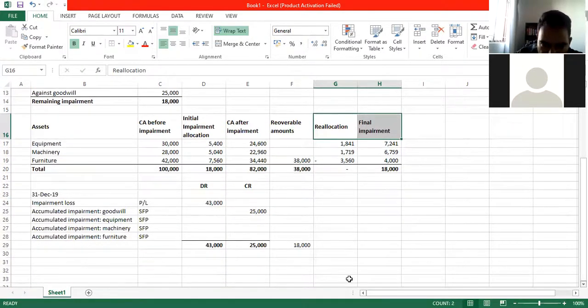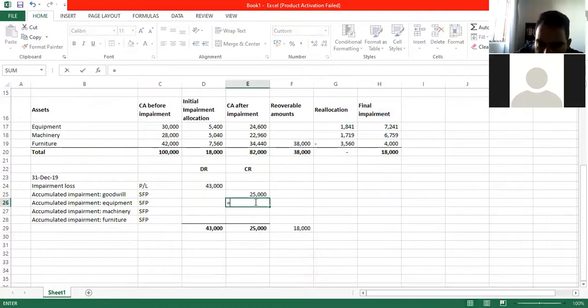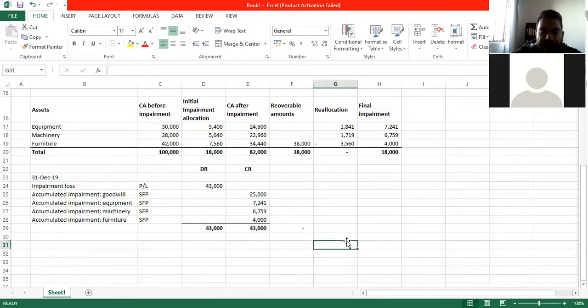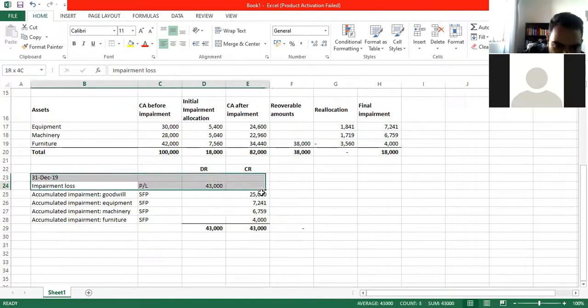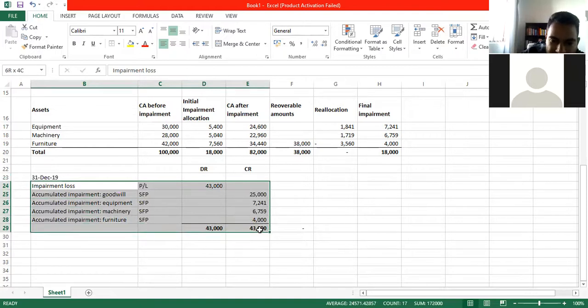And now we can go and plug in. So what's going to happen? I'm just going to plug it in over there. And that is basically my journal entry. And as you can see, my journal entry balances. This is the journal entry. Simple. But to get the numbers is not as simple.